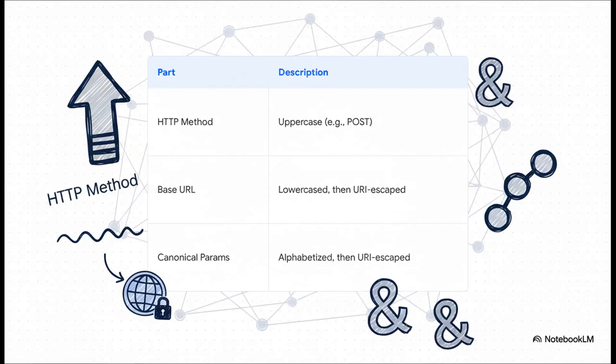For RESTlets, here's the formula. It's just 3 parts, all stuck together with ampersands. First, the HTTP method, gotta be in uppercase, like POST. Second, the main URL, which has to be lowercased and then properly URI escaped. And third, all of your parameters, all sorted and escaped.